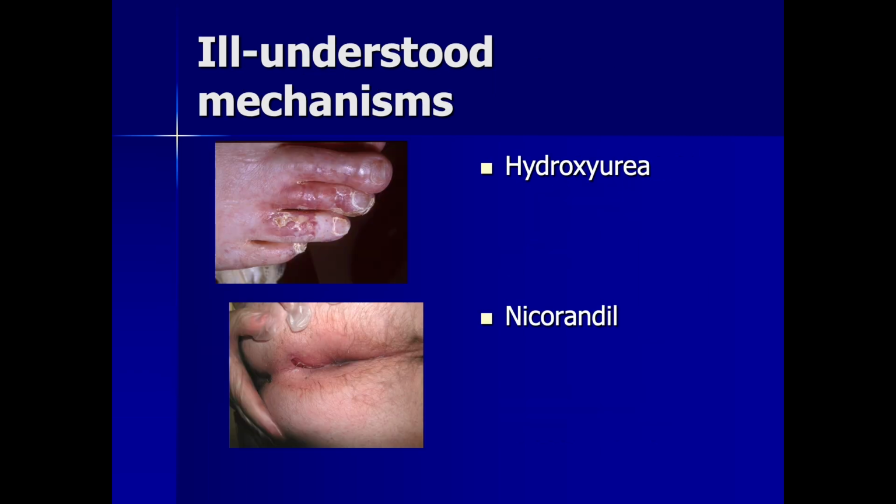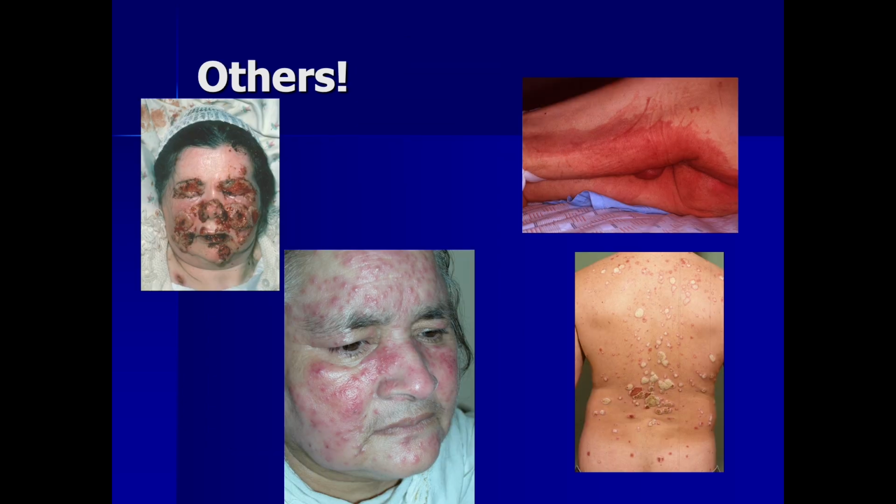And we can see ulcers caused by other drugs. Hydroxyurea, which is used to treat thrombocythemia, polycythemia, and sickle disease, can produce ulceration, often after years of exposure. Very painful, it tends to occur on the feet and toes. Nicorandil, used to treat severe angina, can produce very painful perianal ulcers, and the mechanism of both these ulcers is not understood. And then we see a whole range of very interesting, unusual eruptions triggered by drugs.